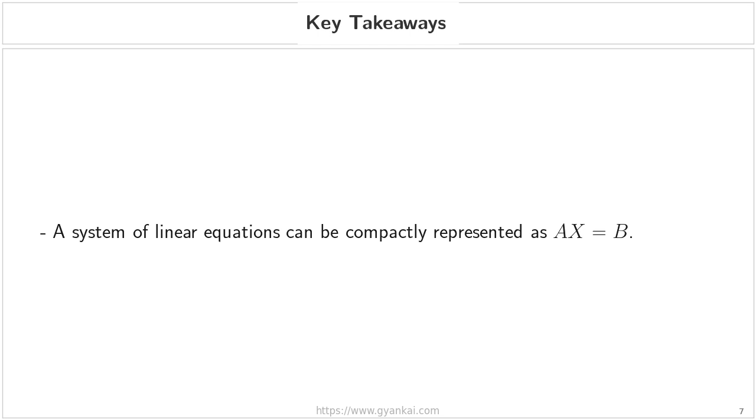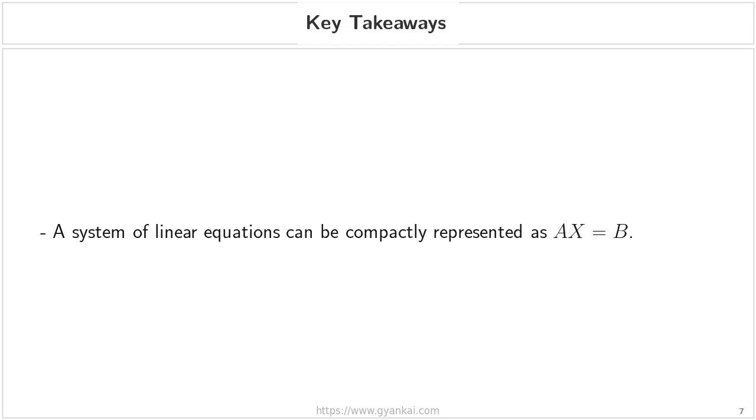Key takeaways. All right, we have reached the end of our lesson, so let's wrap everything up by reviewing the key takeaways from today's session. First and foremost, remember that the main goal of what we've learned is that any system of linear equations, no matter how many variables it has, can be compactly and elegantly represented by the single matrix equation A times X equals B.